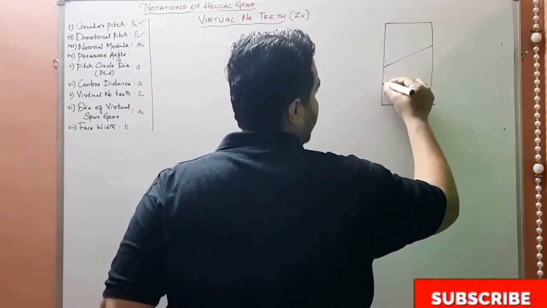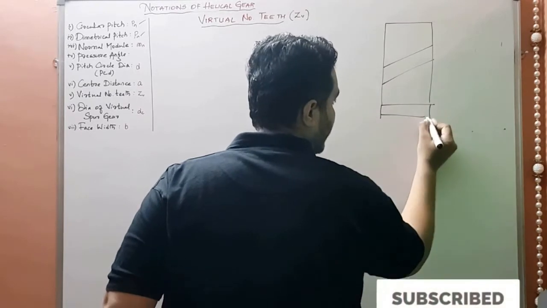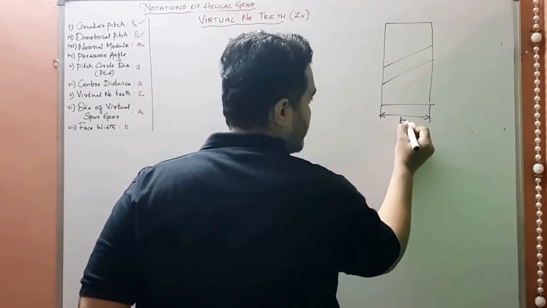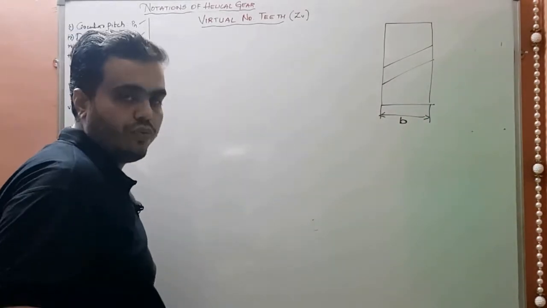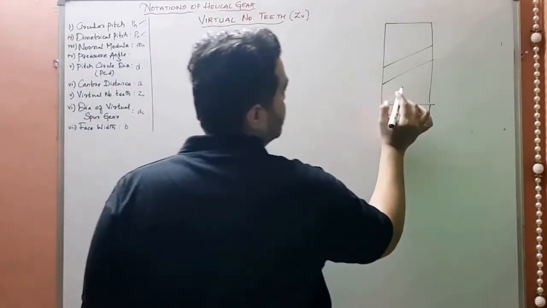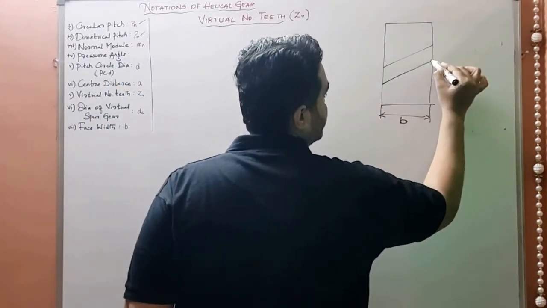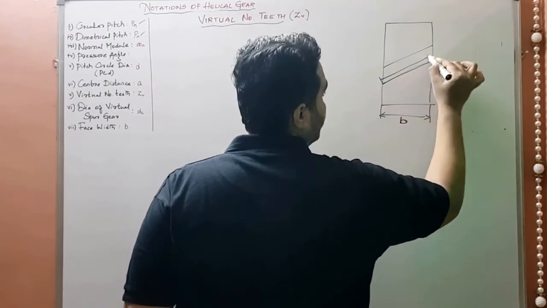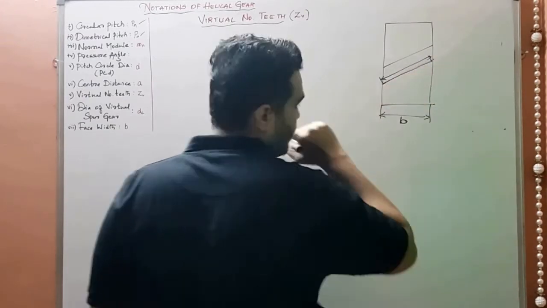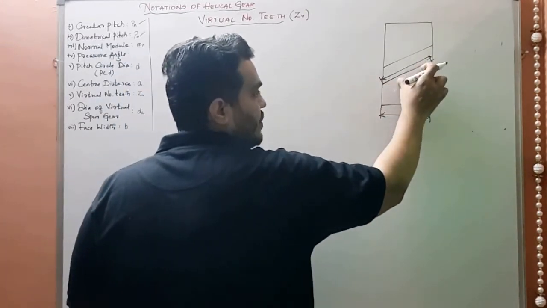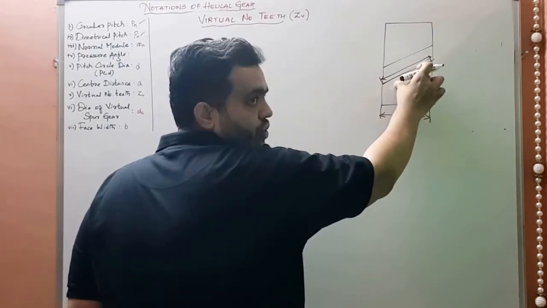So these are the teeth. The face width of the spur gear will be this, right? What will be the face width of this? So this will be the face width of the spur gear. So we need to determine this width. We have this, but we need to determine this.